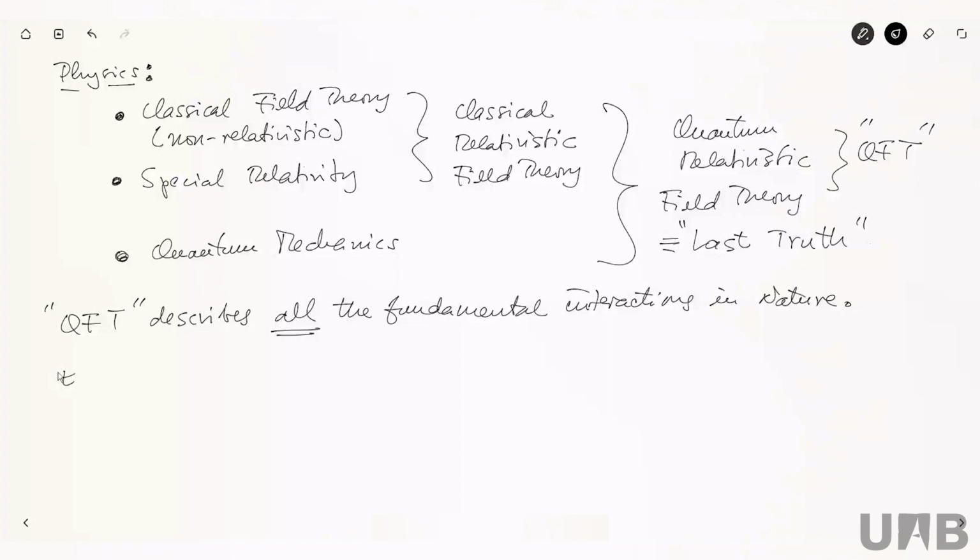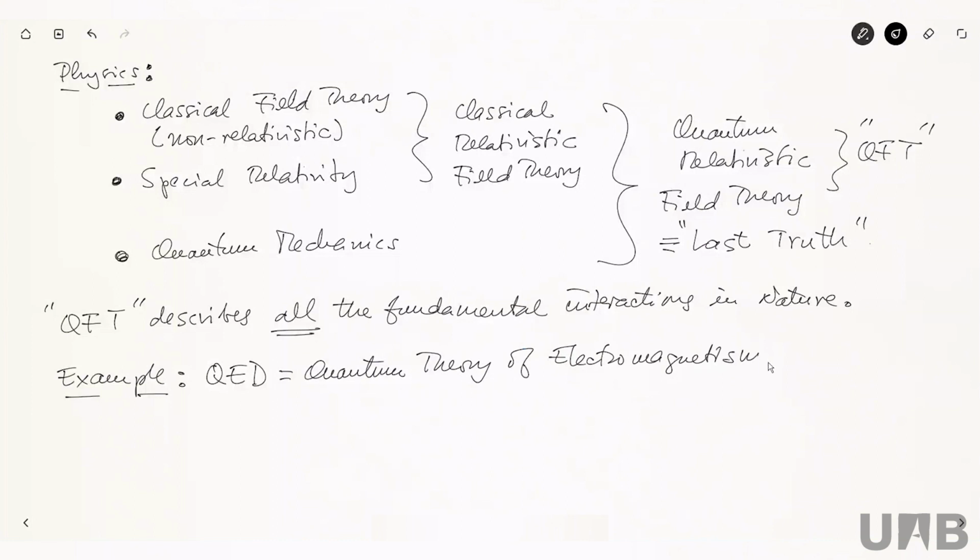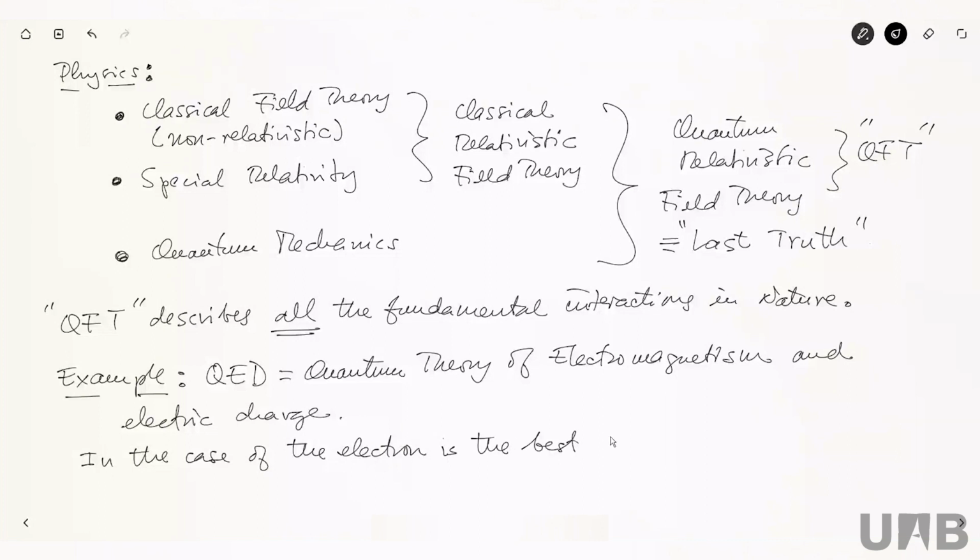Okay, and there is one particular example that I want to mention, which is the quantum theory of electromagnetism, QED, and that is the quantum theory of electromagnetism and electric charges. So not just the electric field or the electromagnetic field, but also electric charges, which in the case of the electron is the best theory up to date of all theories.